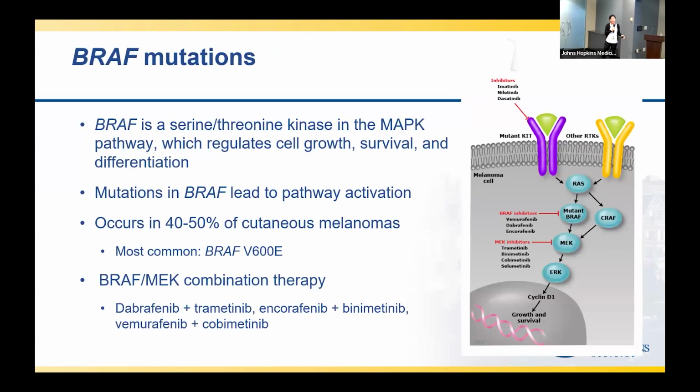The most common is BRAF mutations. BRAF, which is shown on the right there in the blue in the middle, is a type of kinase in what's called the MAP kinase signaling pathway. It regulates cell growth, survival, and differentiation. Basically, mutations in BRAF lead to abnormal pathway activation, which causes more cell growth and survival. This occurs in about 40 to 50% of cutaneous melanomas. The most common mutation is called BRAF V600E.